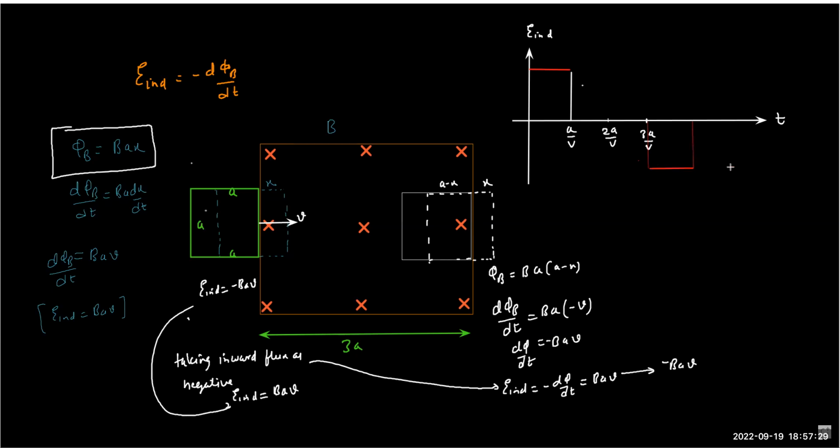And again, once you're out of the loop, the EMF induced will not be there because there is no flux at all. So this is BAV positive and this is BAV negative. And this is the graph of the EMF versus time. I hope this is clear. And you can also clearly see that for some interval there is no EMF induced. So I can draw by the red line at the t-axis, which means it's zero value.